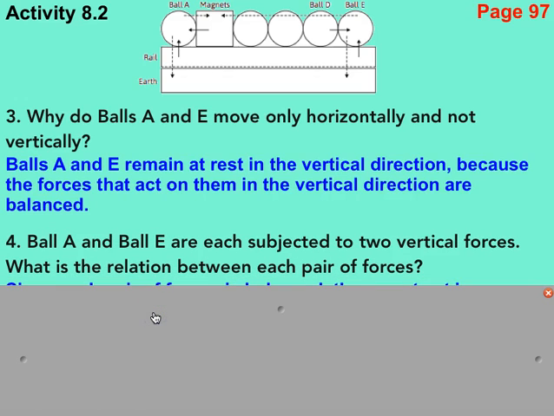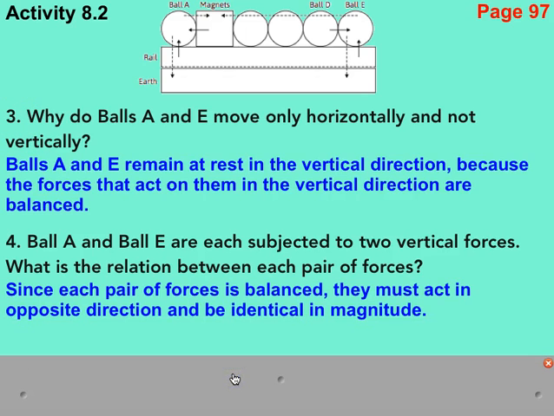Next question. Ball A and ball E are subjected to two vertical forces. What is the relation between each pair of forces? Go ahead, pause the video and try and answer this. Now, this answer, I will admit, you might have already had in ball E or on question 3 above, because it's very similar. Since each pair is balanced, which we talked about above, they must act in opposite directions and be identical in magnitude. So the forces have to be the same.